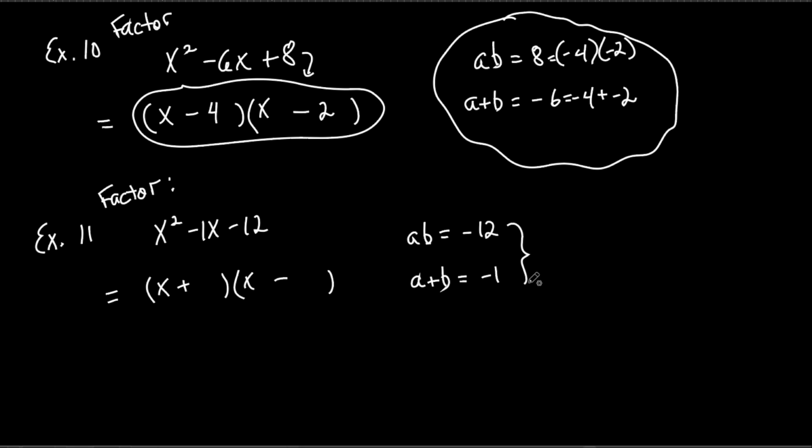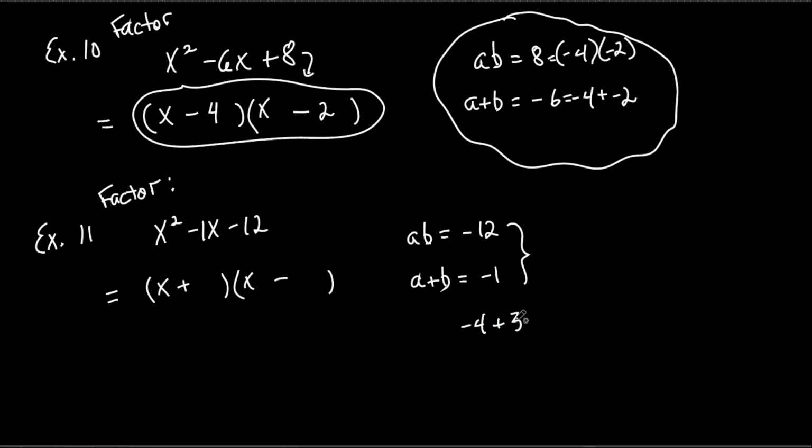So what's my other choice? Right, 3 and 4, okay? Now, they have to add up to be negative 1, so it matters which one is positive and which one is negative. So which one is it going to be? Negative 4 and positive 3.